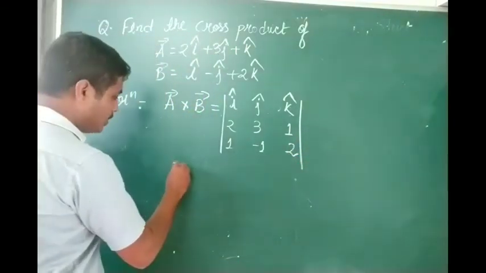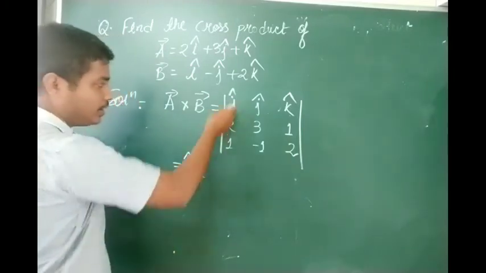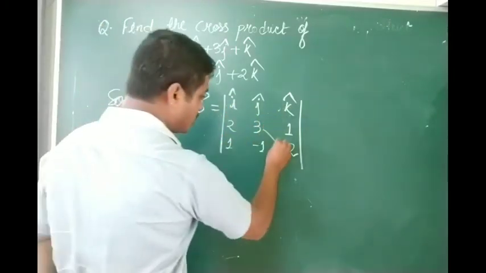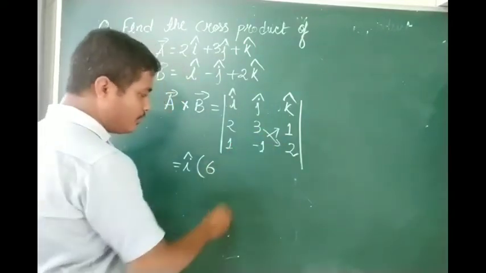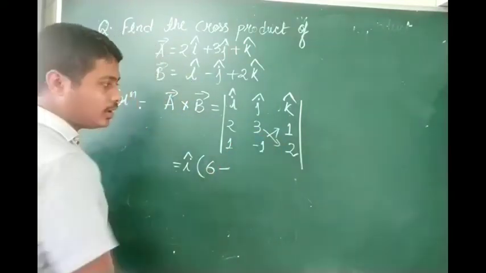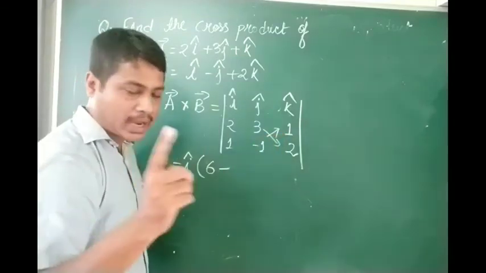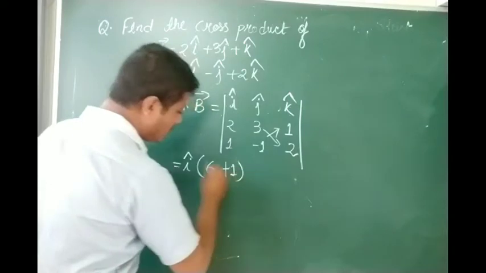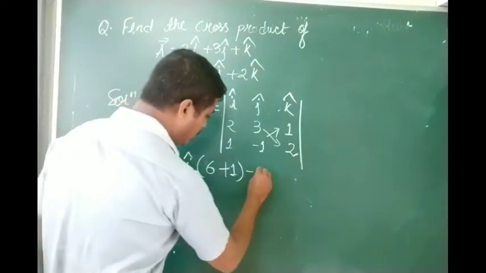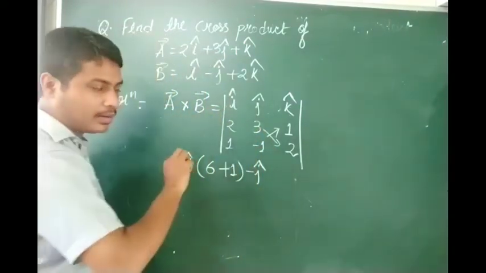Then select i cap. Cancel this row and column, and multiply this and this. So 3 times 2 is 6, and we have a minus in between. Minus 1 into 1 will be minus 1, but since one more minus is there, minus into minus will be plus 1. Then minus j cap for the second one.